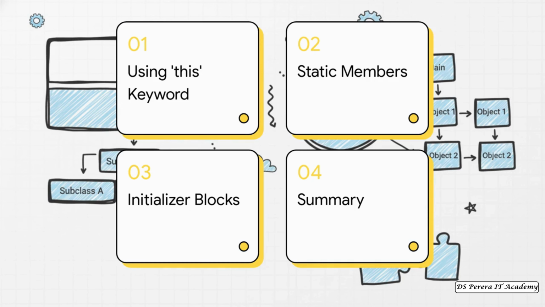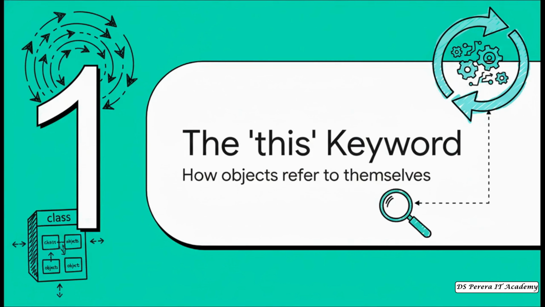So, here's our game plan. First, we'll tackle the this keyword, super important for how objects manage themselves. Then we'll jump into static members, which are all about the class itself. After that, we'll get into initializer blocks, which is another cool way to set up our objects. And to wrap it all up, we'll do a quick summary and even look at some exam tips to make sure you're fully prepared. All right, first up, the this keyword.